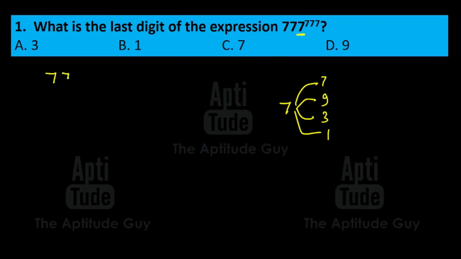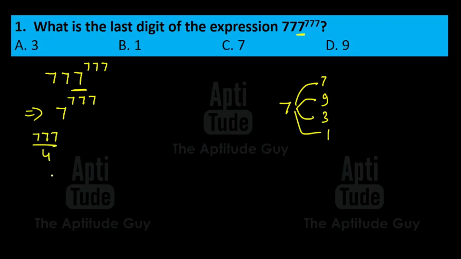Now, how do we simplify this number? The number is 777 to the power 777. The first thing we do is we only take the base value. So this gets simplified to 7 to the power 777. Now what do we need to do? The power cycle of 7 has 4 terms. And whenever the power cycle has 4 terms, we divide the power by 4 and get the remainder.